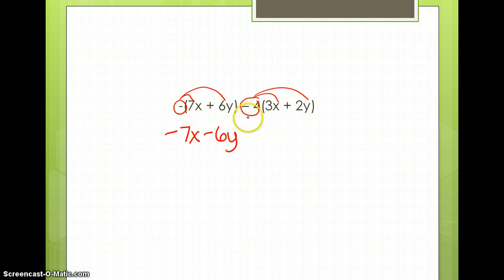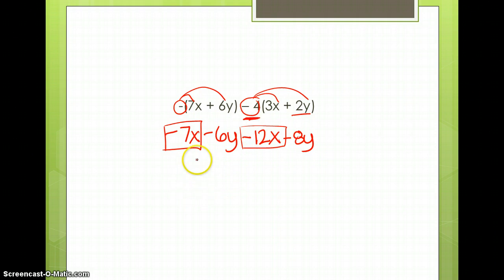In the second group here, we're going to distribute the whole number here, this -4. So we'd have -4 times 3 is -12x. And -4 times positive 2y would be -8y. Here's where the associative and commutative properties come into play. We'd really like to combine like terms. So if I put a box around my x terms, I'd really like to combine those. I could move those together and combine them into -19x.